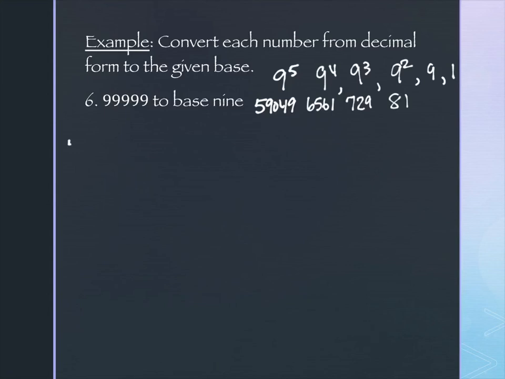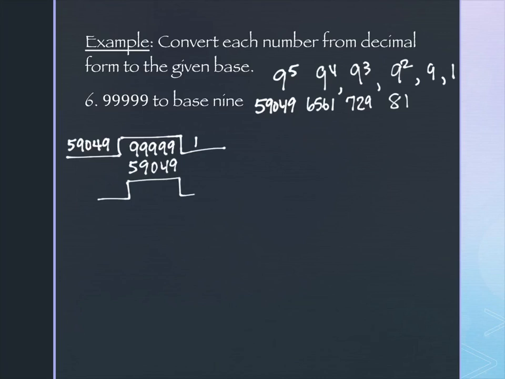So we're going to do 59,049, and we're going to divide it into the 99,999. And it will only go one time. So 59,049. If I subtract, what do I get? 40,950. Okay, what's the next thing I'm going to divide by? 6561.